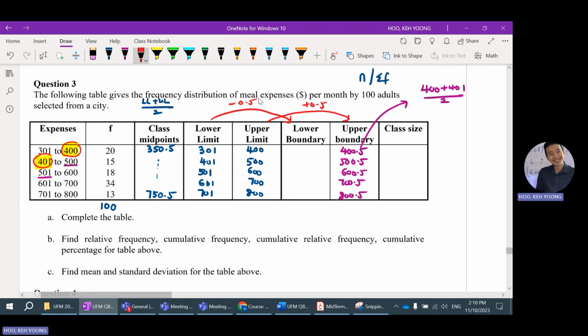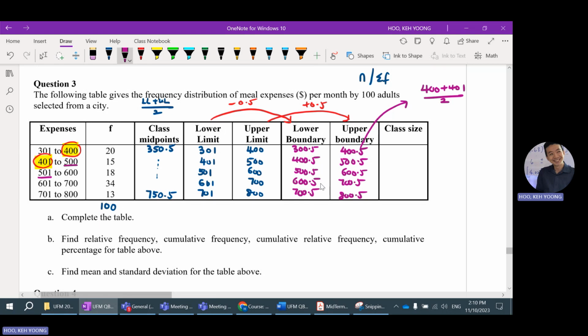So it's actually also the average between the class limits. So this is 300.5, 400.5, and so on. Okay, this is for discrete data.